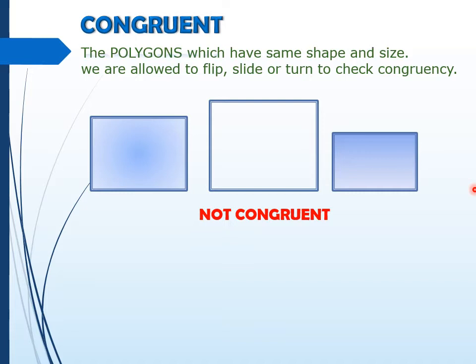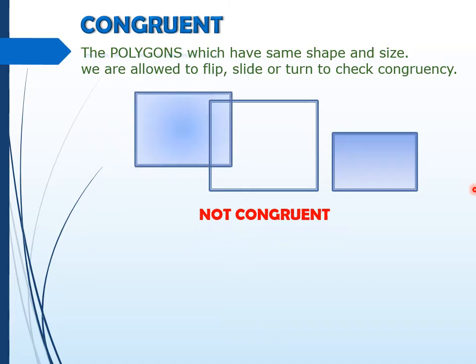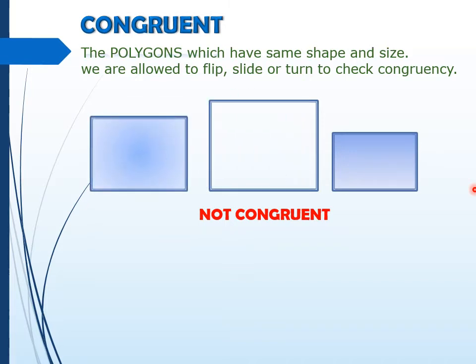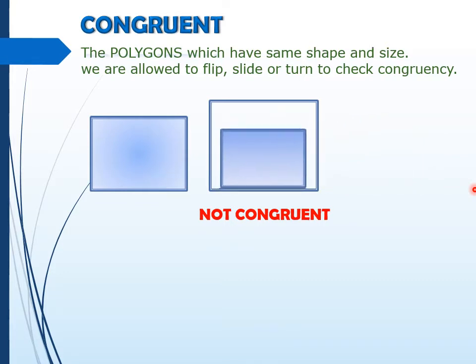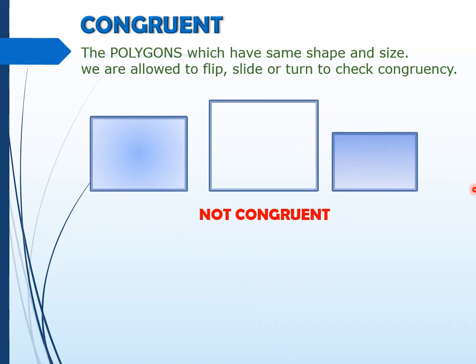To check whether two figures or polygons are congruent or not, we can superimpose the figures like this. But we can see they are not exactly equal on each other. We can also try this, but we can see the second diagram over the first one. Therefore, we can say that these two are not congruent or exactly equal to each other.